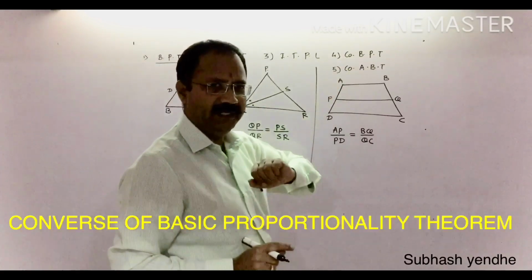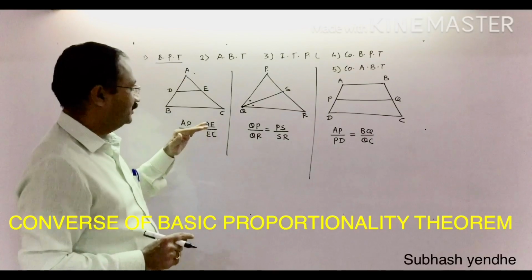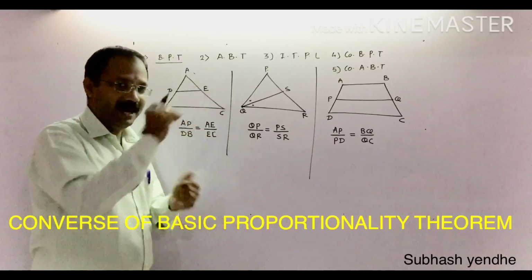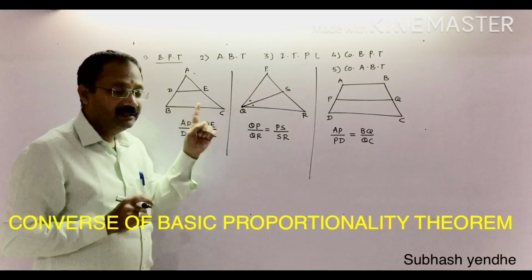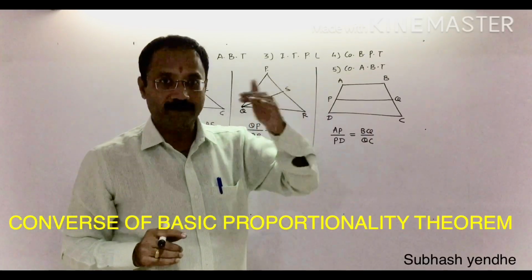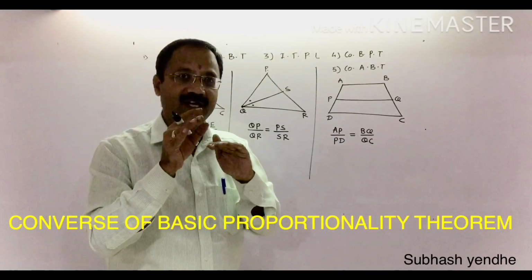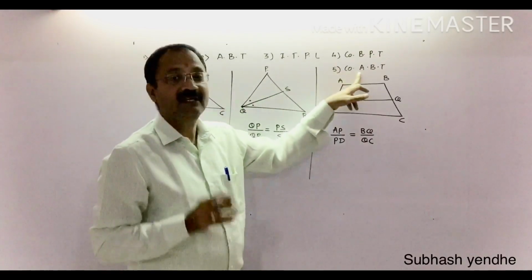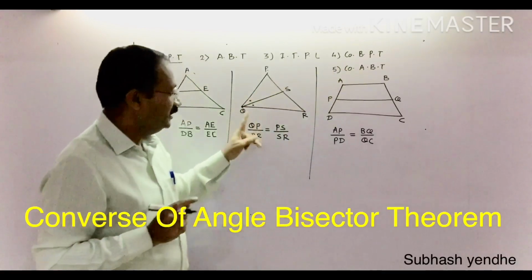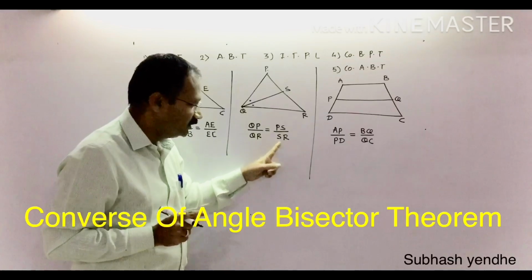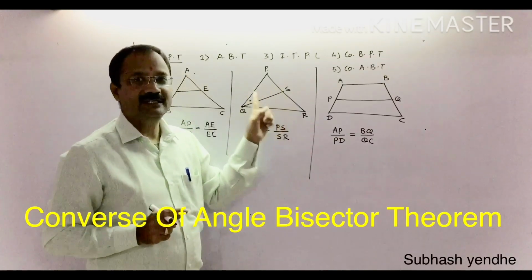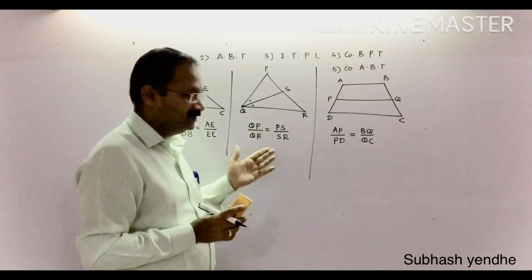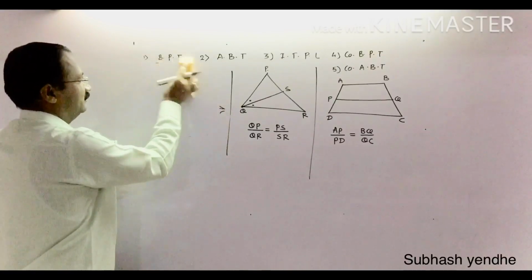Then what is converse of BPT? It says that if the segments are in proportion, then lines are parallel. Remember the point. BPT comes if lines are parallel. And converse of BPT says that if the segments are in ratio, then lines are parallel. Same thing in angle bisector theorem. If the segments are in proportion, then that segment is the angle bisector. So now let's start the sums. Then we can solve one by one.